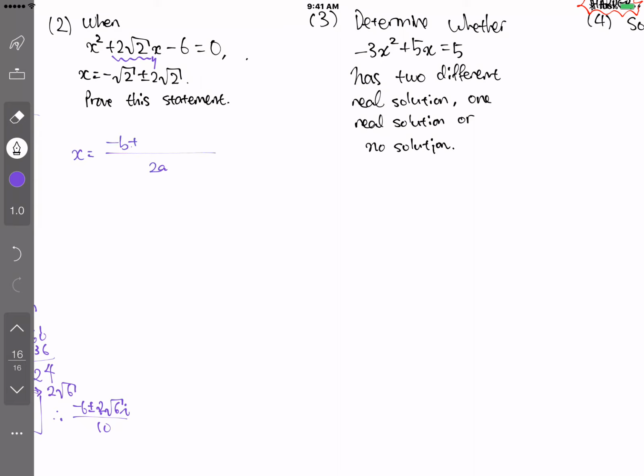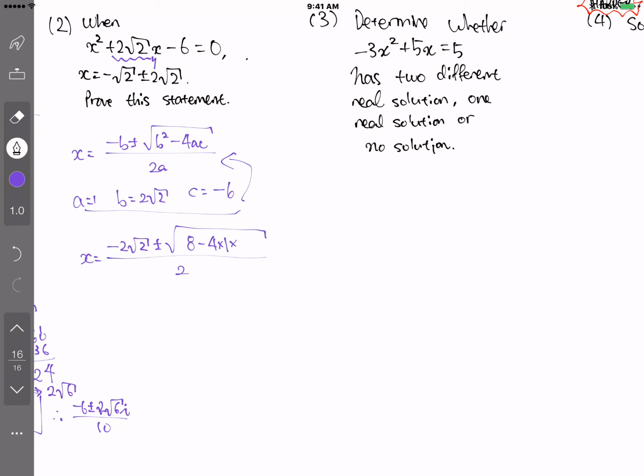The formula is x equals negative b plus minus root b squared minus 4ac, over 2a. Here a is 1, b is 2 root 2, and c is negative 6. So substitute those values into the quadratic formula and let's get started. x becomes 2 times 1, which is 2, in the denominator. Negative 2 root 2 plus minus root b squared, which is 8, minus 4 times 1 times negative 6. Let's simplify those.